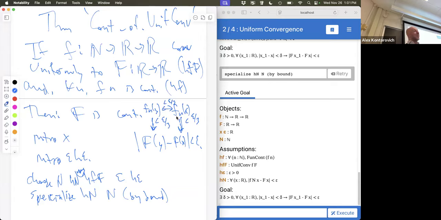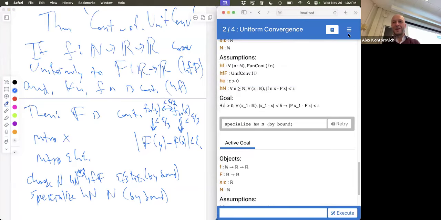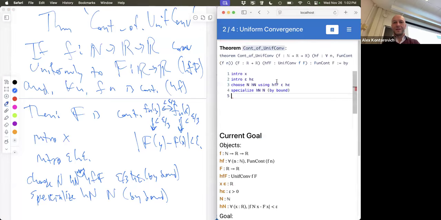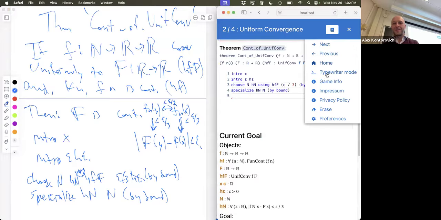And this Fn is continuous. That's where we're going to get our delta. So actually we don't want to apply the uniformity to epsilon. We want to apply it to epsilon over 3, and then the positivity will be by bound. Does that make sense? So let's just make that little change. I think it's easier to make it in editor mode. So instead of epsilon, I'll put an epsilon over 3. And then H epsilon won't do, but bound will. Back to typewriter.